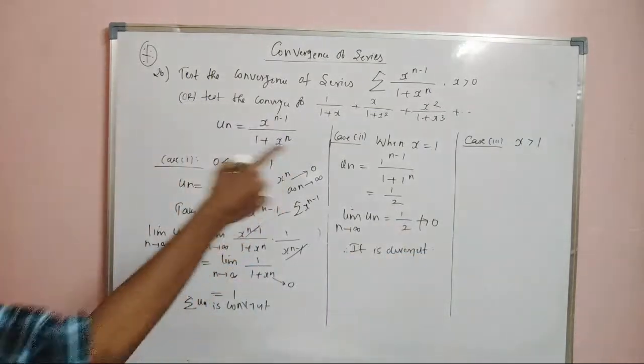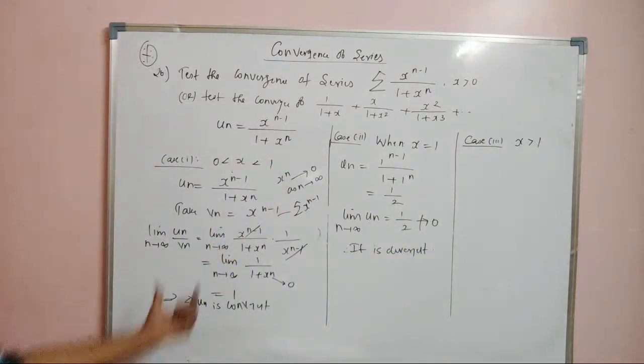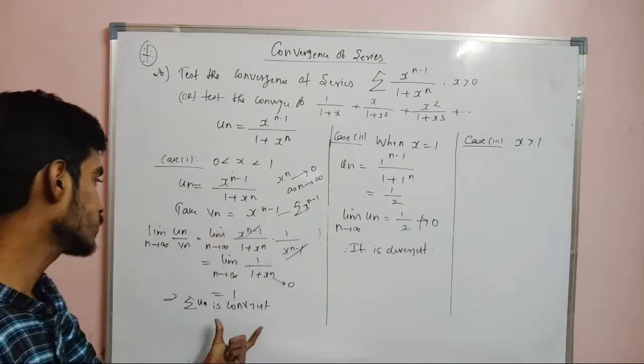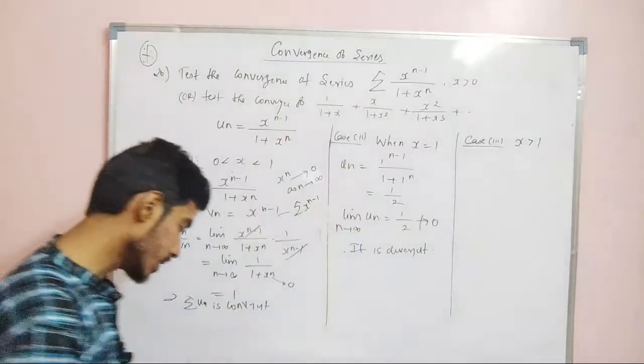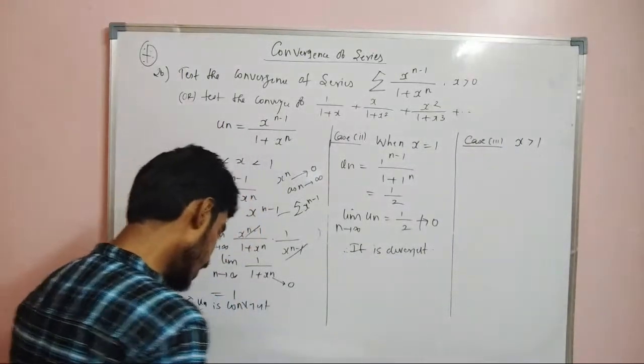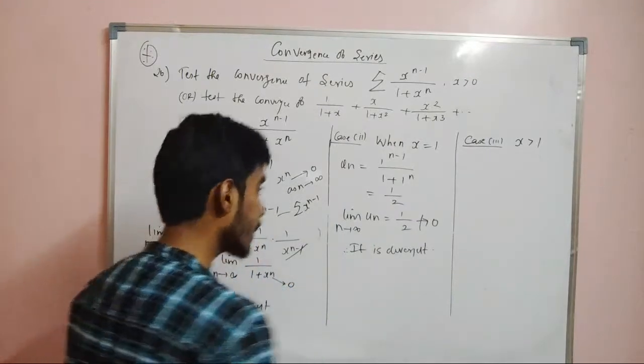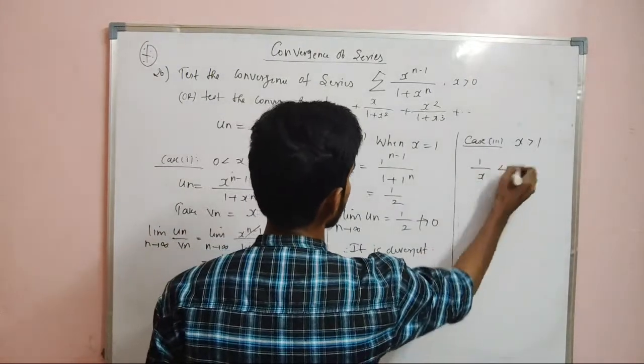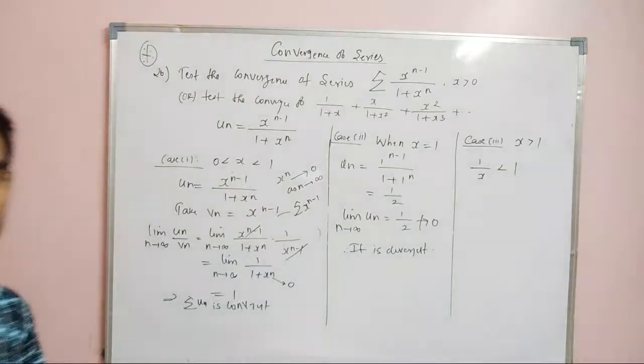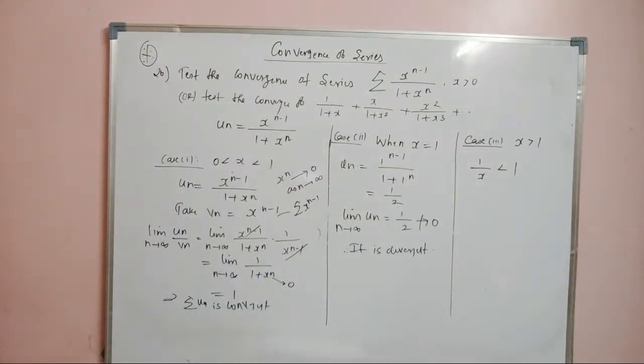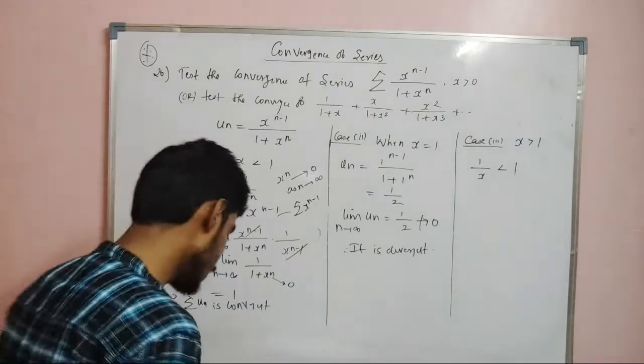So what happens when x is greater than 1? When x is between 0 and 1, we can apply the geometric series, so this will be convergent. And when x is greater than 1, can I say 1 by x is less than 1? Okay, so 1 by x is less than 1.